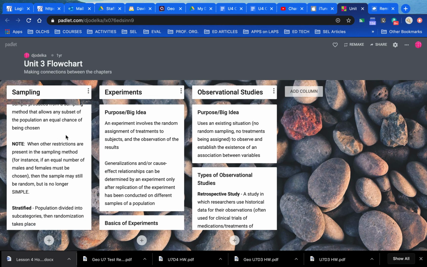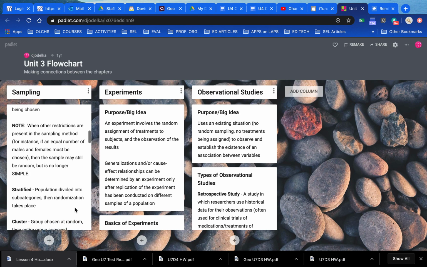If that didn't quite make sense, here's a note about that. When other restrictions are present in the sampling method, if you're trying to choose an equal number of males and females, let's say, that might no longer be random, but it's still simple. The idea of simple is just like drawing from them, not attaching some type of technique or tool to the choosing of individuals. Random has to involve randomization, whether it be done through a random number generator or some other means. But again, to be simple and random means every possible subset of your population could be chosen in an equally likely manner.